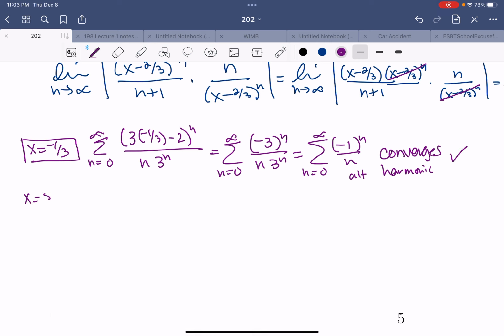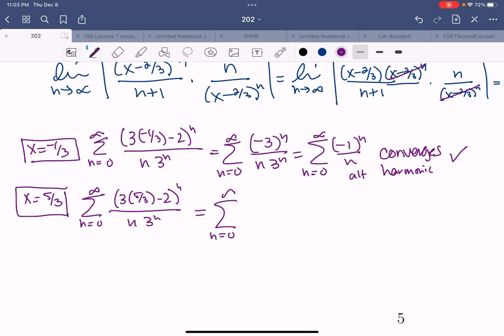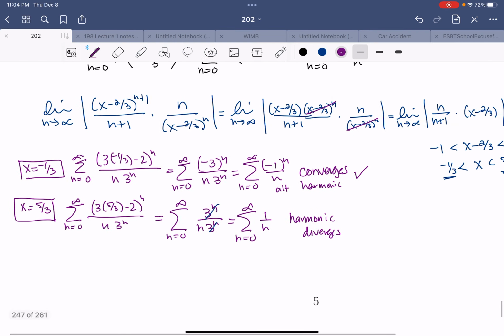And then for x equals 5/3, we're going to do exactly the same thing. So we're going to have the sum n equals 0 to infinity of (3 times 5/3 minus 2) to the n over n times 3 to the n. If we take a look, let's see what happens to this one. When you cancel the 3's, you have 5 minus 2, which is positive 3 to the n, over n times 3 to the n. You can cancel your 3 to the n's, and you're left with the sum n equals 0 to infinity of 1 over n, which is harmonic, which we know diverges. So we're going to include the negative 1/3, but exclude the 5/3.